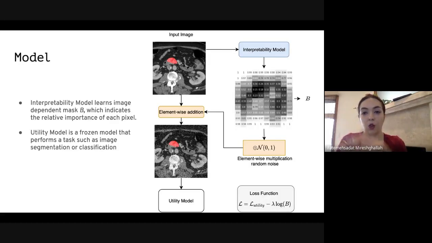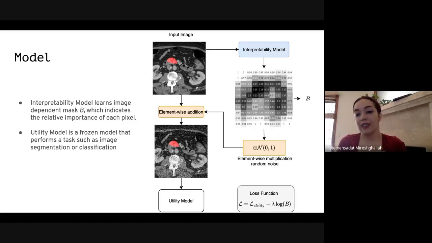Here you're seeing the overall setup that we're using. We have two models. One of them we call the interpretability model, and the other is the main model that does the segmentation. On the right, you're seeing the interpretability pipeline, and the left one is the actual segmentation pipeline, which we call the utility model, which is a U-Net. For the interpretability model, we have a small, I think linear, autoencoder, and we feed the image to this, and its output is a map, which is the same size as the image.